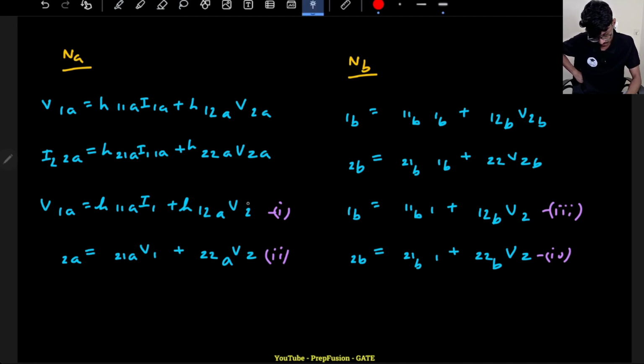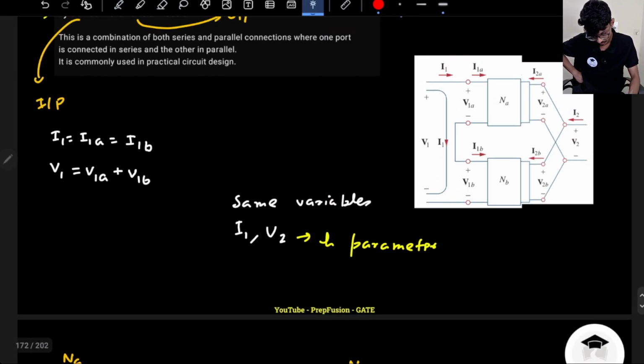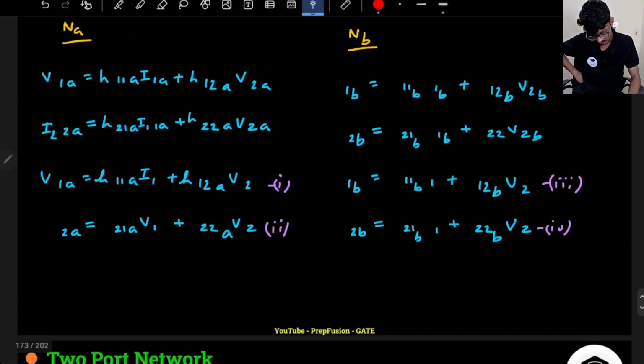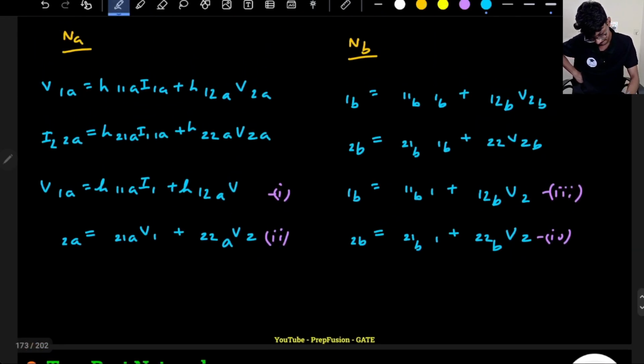I can say that V2A and V2 are same, right? Why? Because in the output side I have told you V2A and V2 are same. So V2A and V2 will be same in this case. Okay, this is I2A, this is H21A, and this is H22.